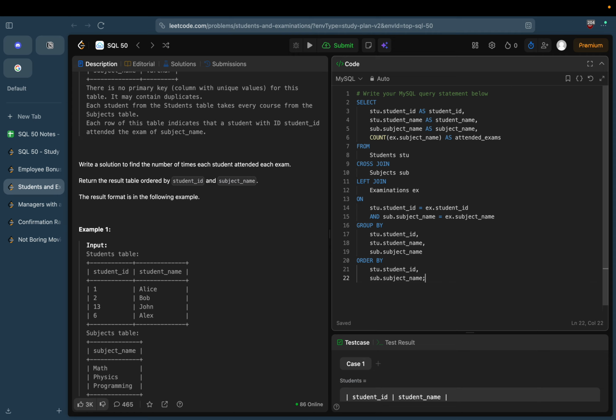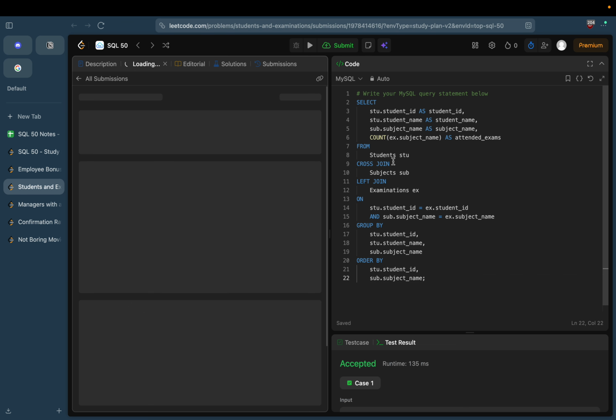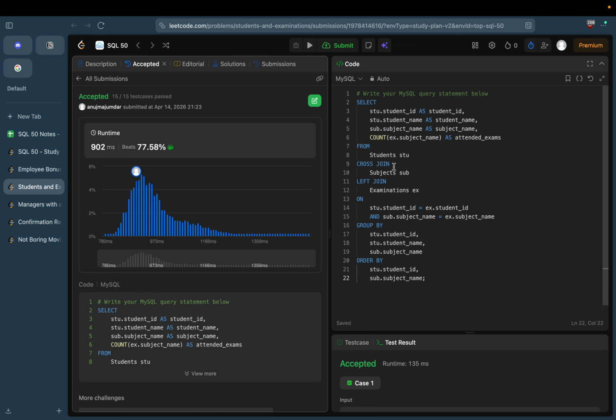I think this query looks good. Let's give it a shot. See if I missed something. Alright, the test case is accepted. Let's submit it up. This was quite a good question because I haven't seen a cross-join question yet. Yes, this is the solution to it.